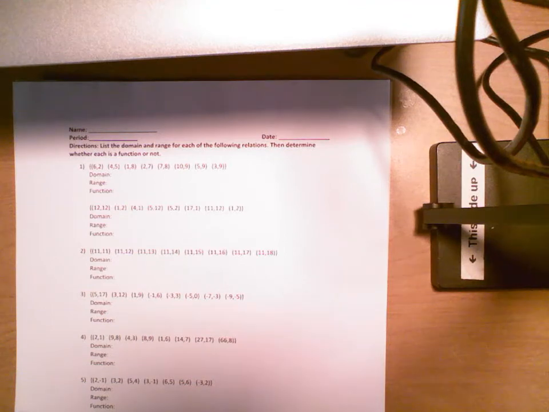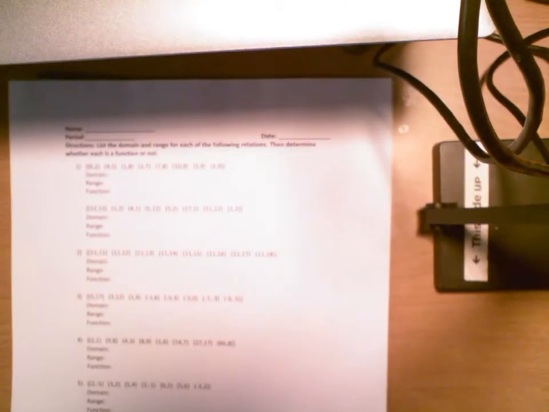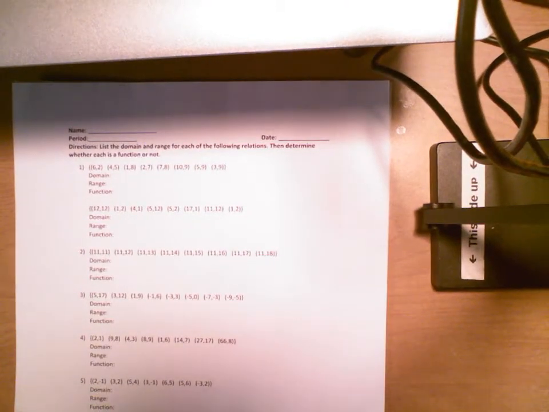So right here I have a standard domain, range, and function worksheet, the one that we're going to be working on this week. Here you'll see what we call ordered pairs. These ordered pairs have a domain and range, and we can determine if there is a function or not in the sequence of numbers. First thing I'd like for you guys to do when you see these ordered pairs is mark them as your x and y coordinates.